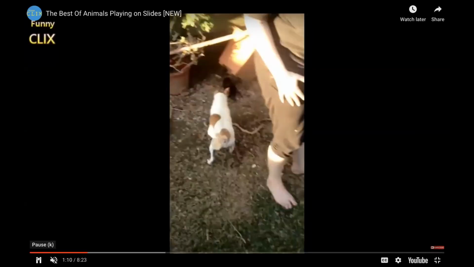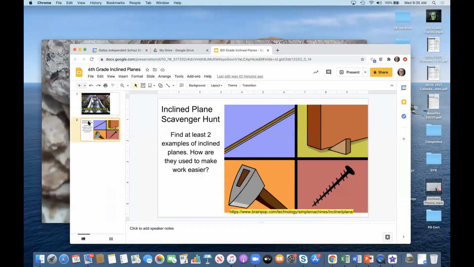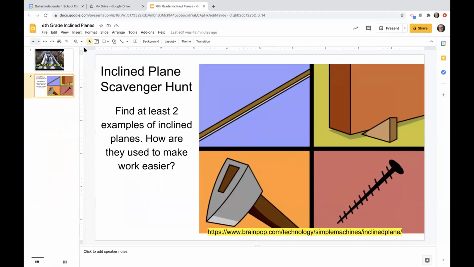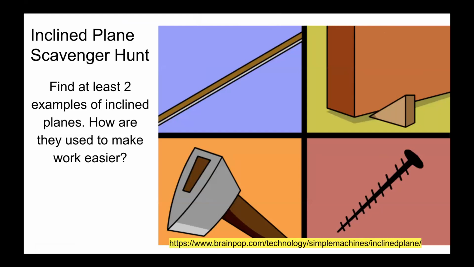And then we're going to go ahead and stop it there. And the last thing I want to do with you guys is just a little scavenger hunt. So you saw examples of incline planes at the Environmental Center. You saw examples of incline planes with that video from different people's zoos and backyards. So this one is just a scavenger hunt for you guys. See if you can find at least 2 examples of incline planes. So how are they used to make work easier?